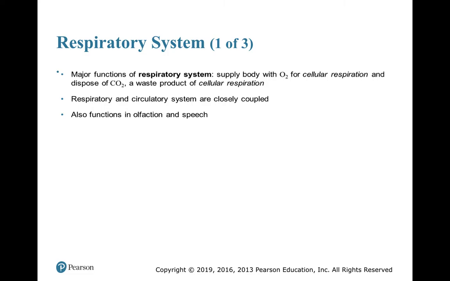Oxygen is the electron acceptor that allows us to make ATP efficiently. The respiratory system also gets rid of carbon dioxide, which is a waste product of cellular respiration. And the respiratory and circulatory systems, therefore, are coupled very closely together. Can't survive without one, can't survive without the other. We need the circulatory system to deliver what the respiratory system is exchanging for us. But the respiratory system also has a role in olfaction and speech, taste and speech.